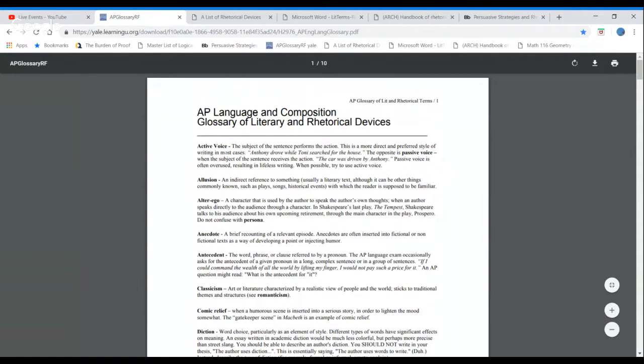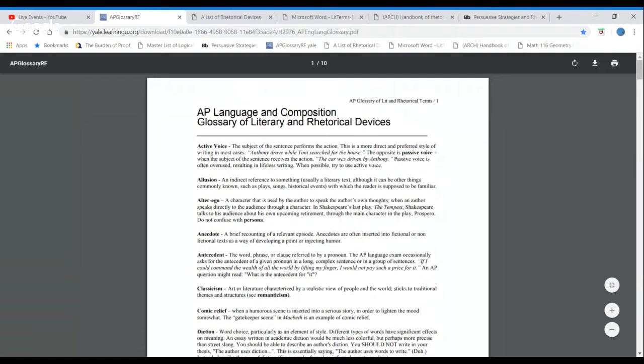Active voice. This is from Yale.learningu.org, so it's from Yale University. I said I'm going to do some more on rhetorical devices. So, active voice: the subject of the sentence performs the action. This is the more direct and preferred style of writing in most cases. This is about writing.